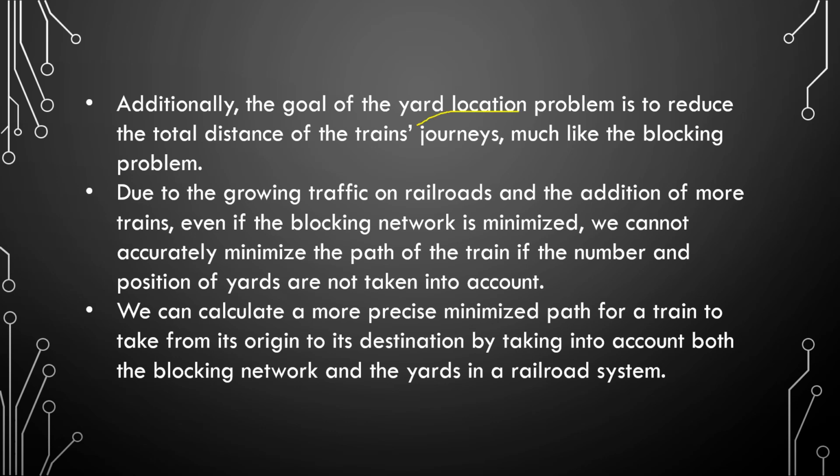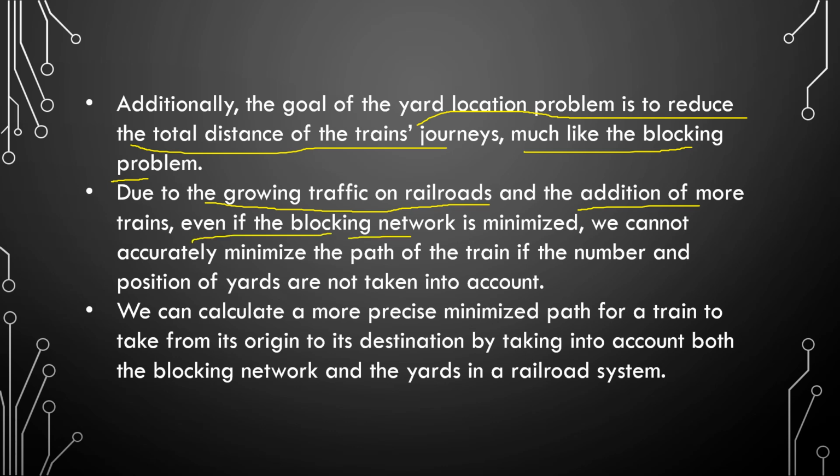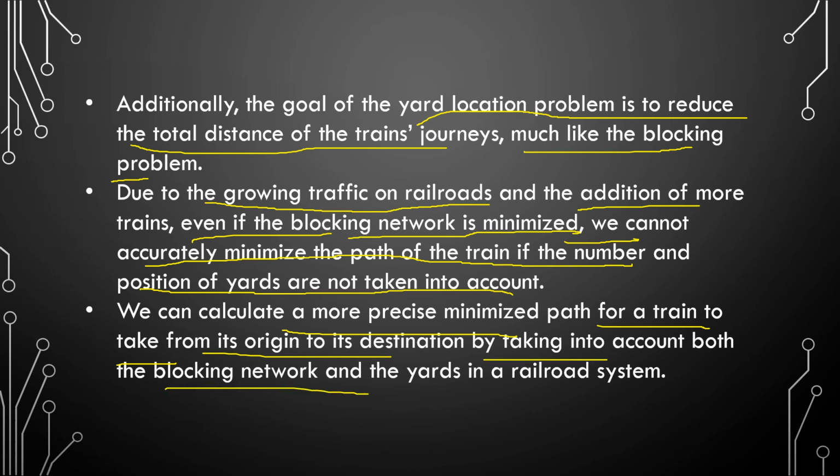Additionally, the goal of the yard location problem is to reduce the total distance of the train journeys, much like the blocking problem. Due to the growing traffic on railroads and the addition of more trains, even if the blocking network is minimized, we cannot accurately minimize the path of the train if the number and position of yards are not taken into account. We can calculate a more precise minimized path of our train from its origin to its destination by taking into account both the blocking network and the yards in a railroad system.